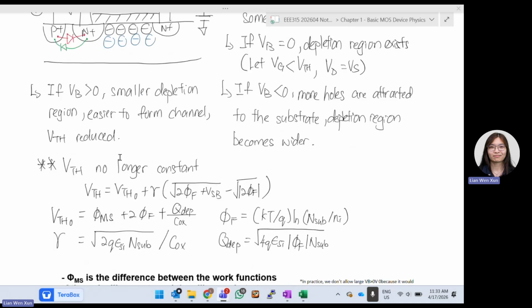So ideally we want our VB to be 0. Okay, we have 3 cases now: VB equals to 0, VB lesser than 0, and VB more than 0. So ideally, we say that we have our NMOS here, and then you can just say the whole thing is PMOS. Yeah, the whole thing is P, N and P in the middle. This is your substrate. So here, we know that it will form something called depletion region.